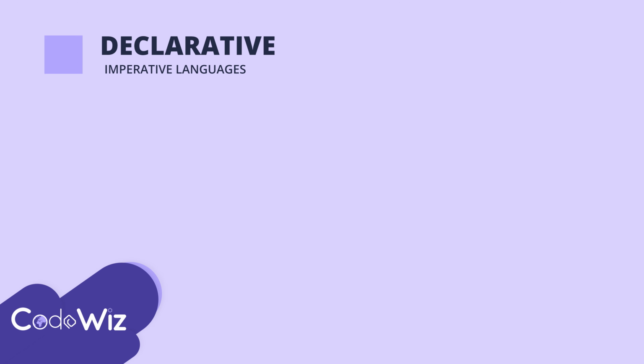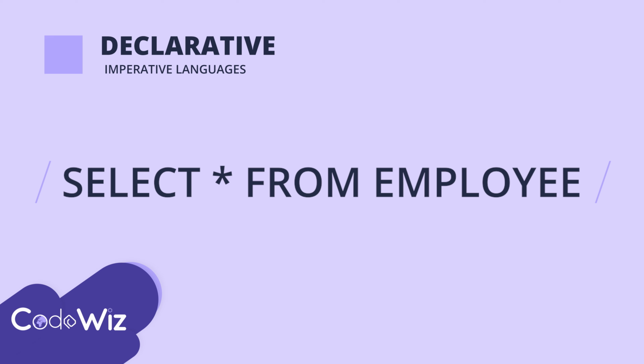Now, saying SQL is a declarative language, we might write a query like select asterisk from employee. This statement is clear and straightforward, specifying that you want to retrieve all records from the employee table. Let's break it down with what, how, and outcome. First, what it does: the query fetches all columns and rows from the employee table in the database. Then, how it works.